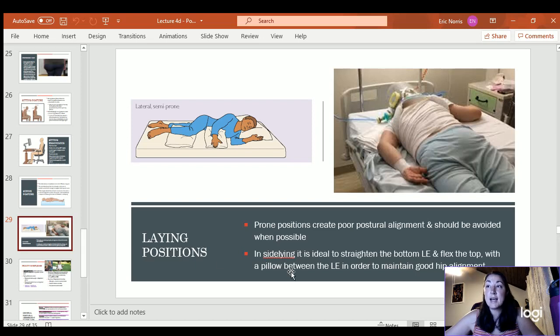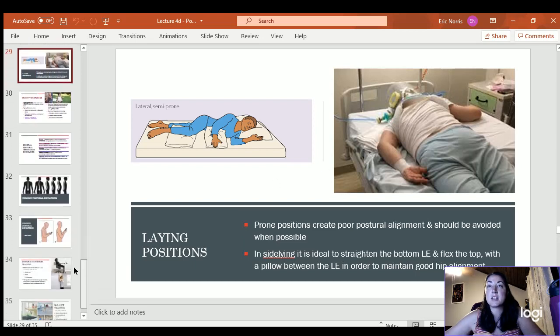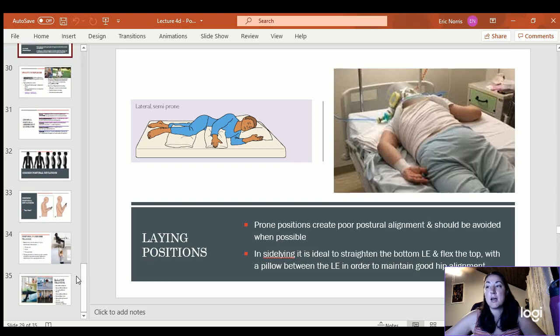Speaking of side lying, if you are side lying, it's ideal to have the bottom leg straight, top leg bent and supported with a pillow underneath to maintain good hip and knee alignment. And then prone is really the last position that we recommend because it creates poor postural alignment, and there's not really a way to get somebody in a good prone position for long term, maybe for a short term position, for, of course, manual therapy and things like that, but not for sleeping long term.